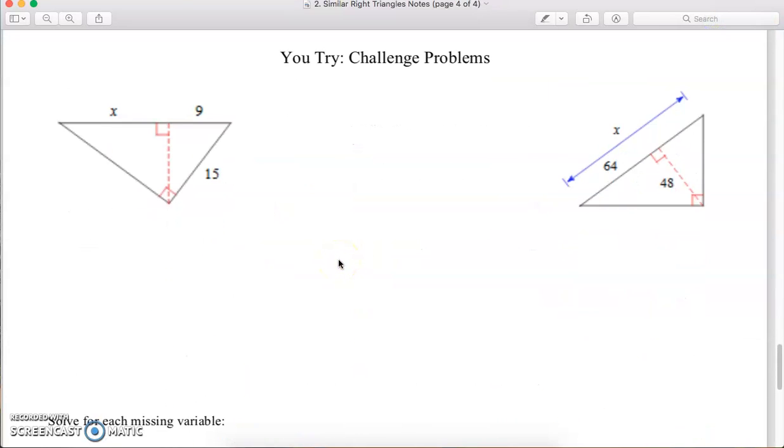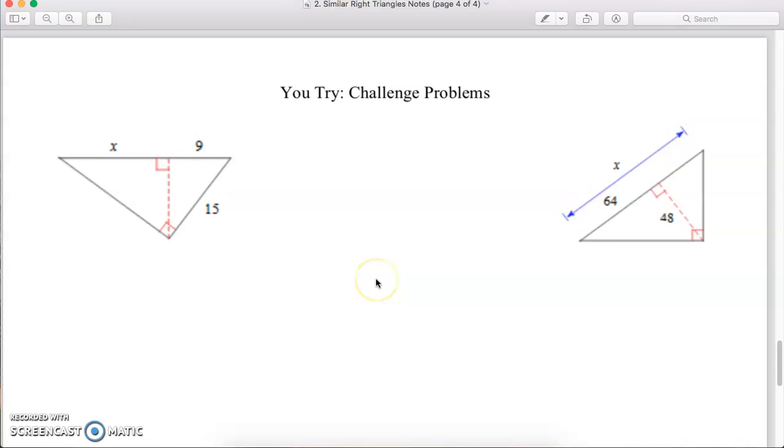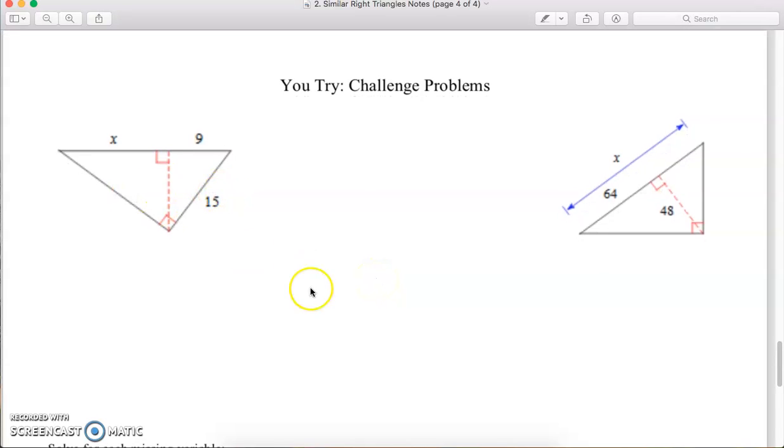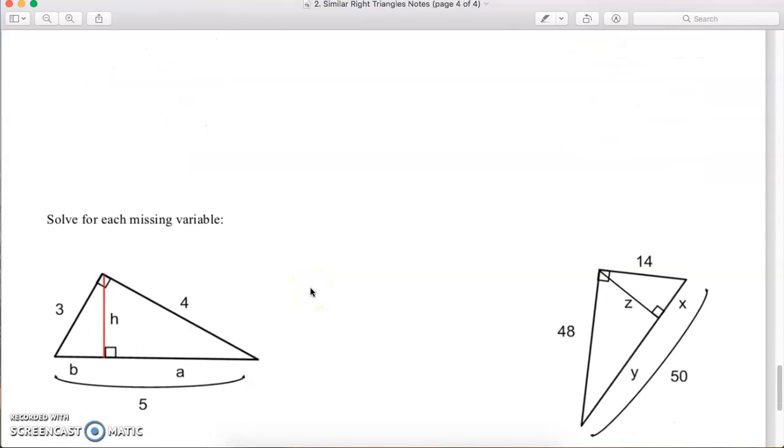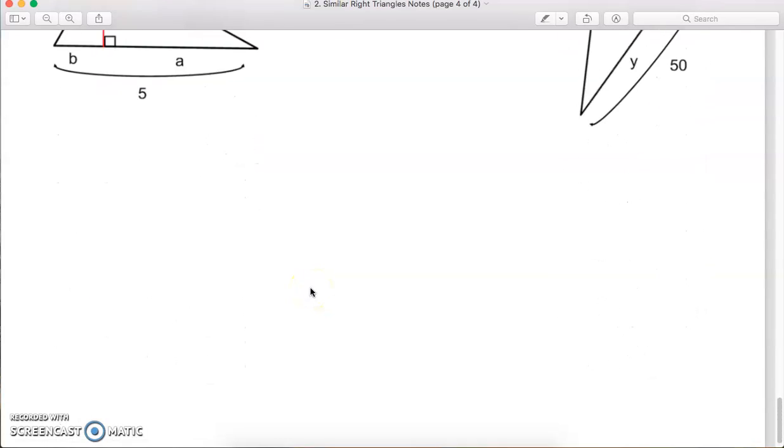So you guys try these and then we'll go over those. Okay? So give those two a try. And, well, let me do one of them with you actually because these are a little tricky. And then we'll look at some of these other ones down here.